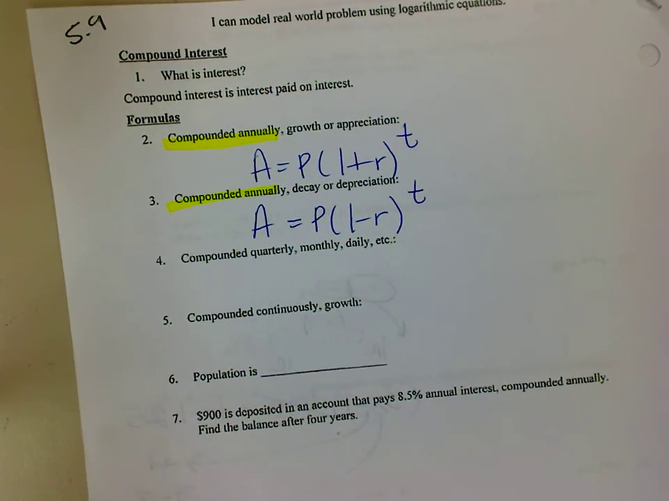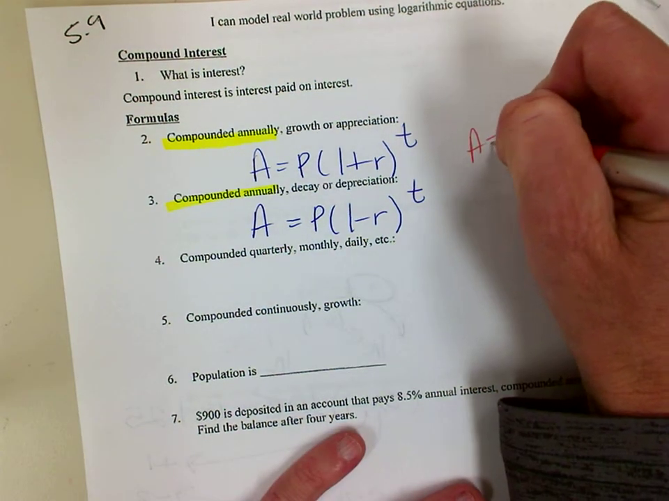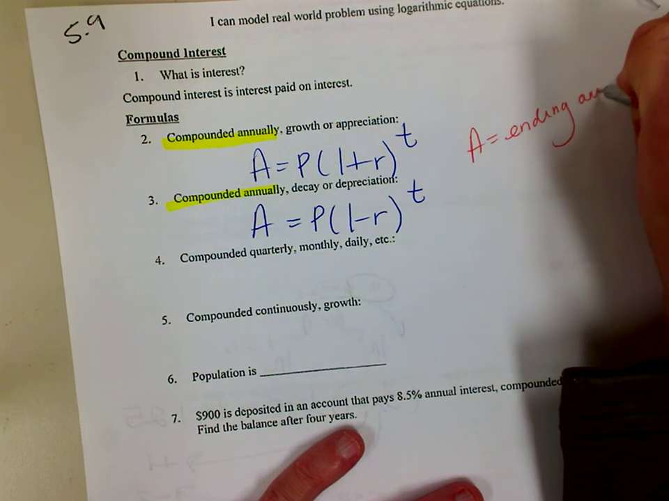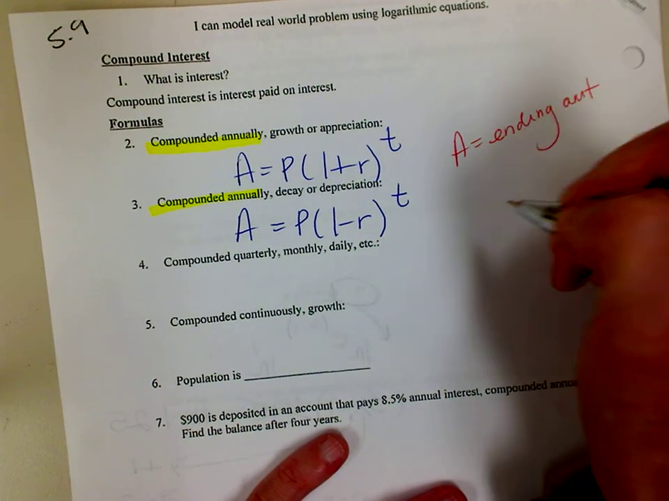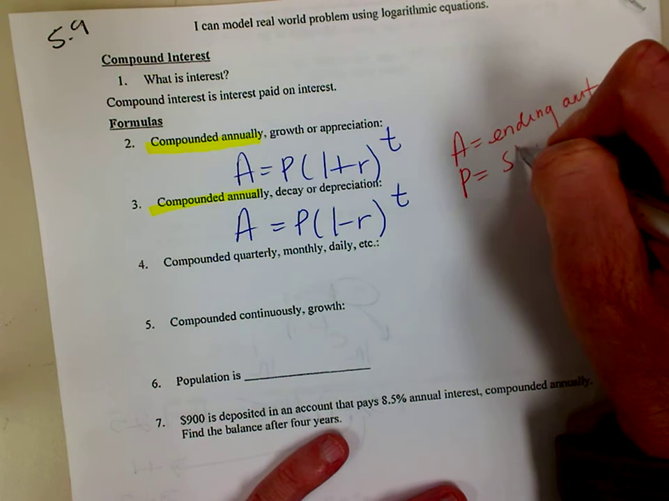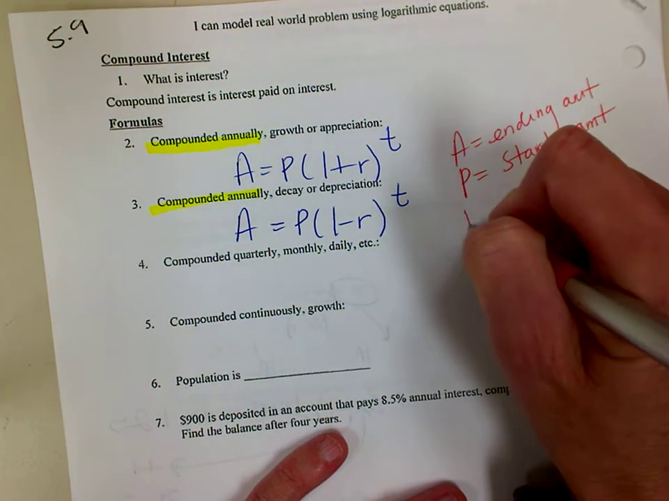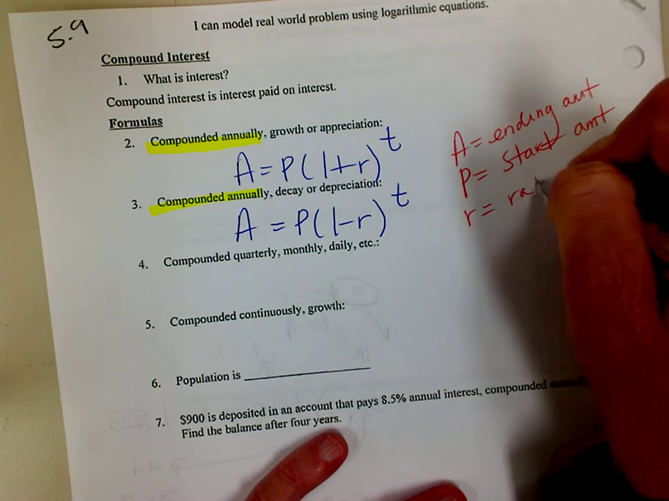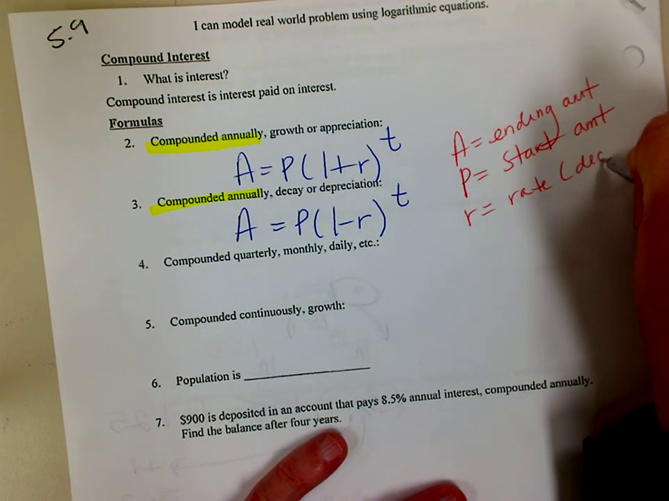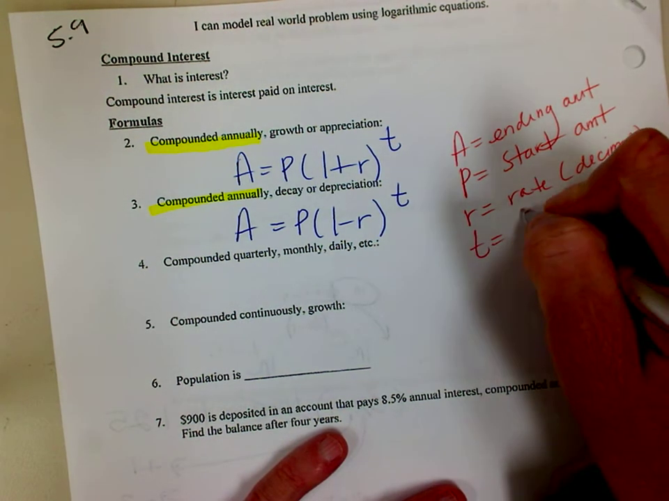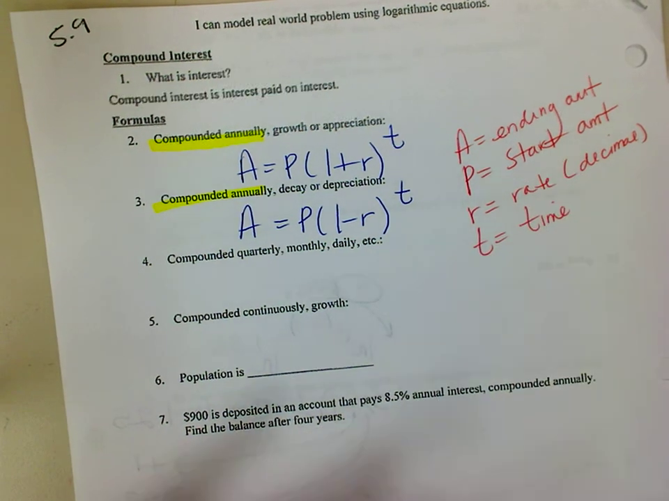So I'm going to go ahead and write down what these variables stand for. The A is the ending amount. The P is the starting amount. R is the rate, but I want it written as a decimal. And then T is the time.